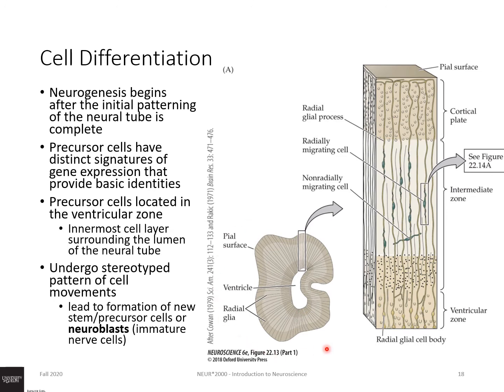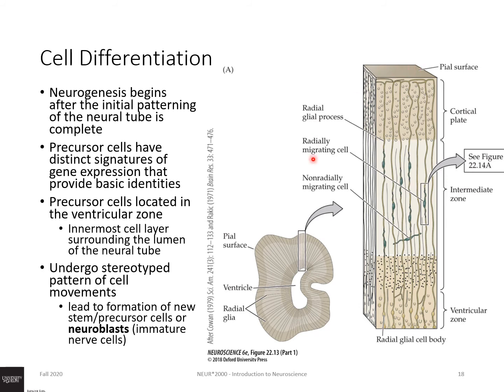So here we have a cross section of the neural tube, and we have the ventricular, or the ventricle. So this is the inside of the neural tube, and this is the outside. So this is known as the pial surface. And then this is known as the ventricular zone. So if we take a section of that and put it here, this is the innermost section, the ventricular zone, and then this is the outermost section, the pial surface.